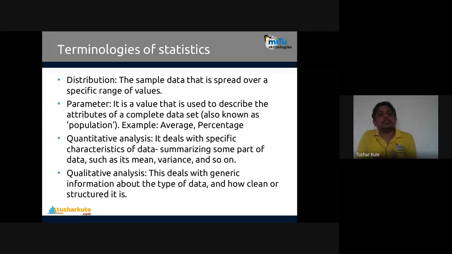Qualitative, obviously, the terminologies and their literal meaning will differentiate it. This deals with the generic information about the type of data, how clean and how structured it is. See, maybe for statistical model building we require numerical data, but the data is string. In the gender column you are given F and M, correct? Or your roll number starts with A or B, C, D. No, this cannot be used in the statistical analysis.